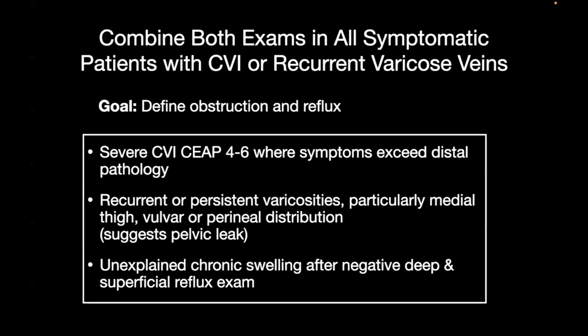Should you have a patient with recurrent or persistent varicosities, particularly in the medial thigh, vulvar, or perineal distribution, again, you want to think pelvic leak. There's got to be something going on. You want to combine both of these exams.